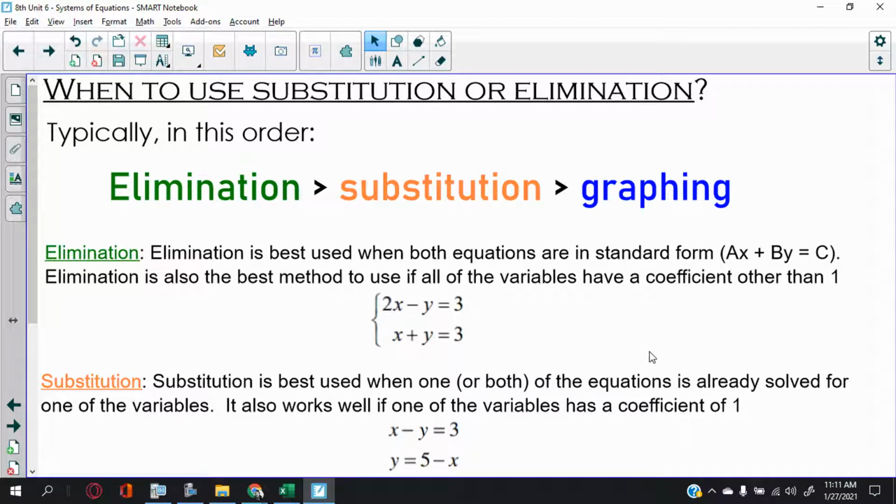So, what I want you to get out of today, most importantly, is when do you use substitution or elimination? Because for the graphing thing, most of the time, if you have to graph on the Regents exam, they're gonna let you know they want you to graph. So most of the time we're really dealing with an elimination versus substitution dilemma.